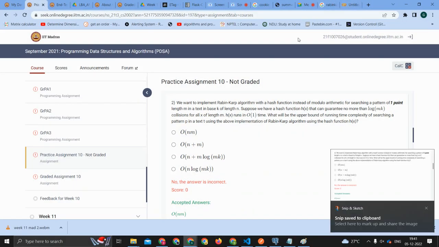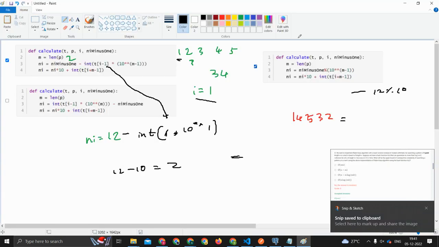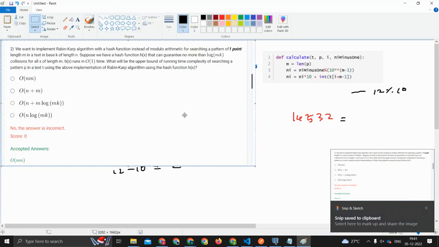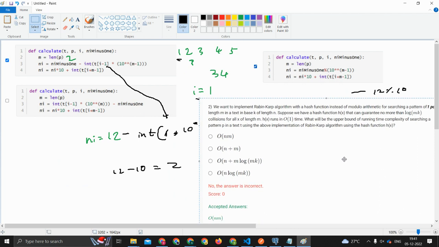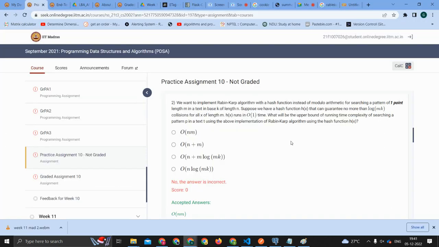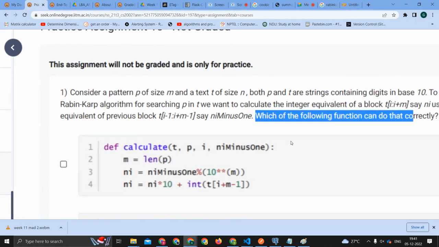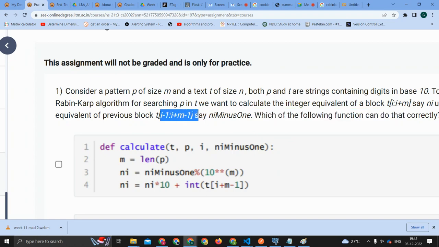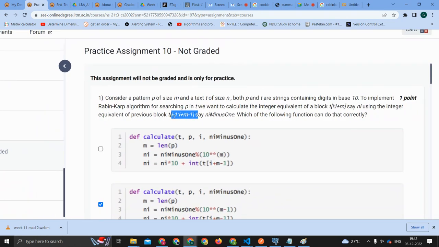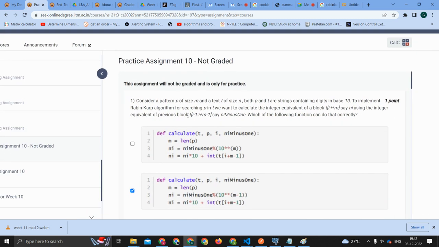One doubt, Gokul: have they given t of I minus 1 as one previous digit? Repeat what you told. Have they given us one previous digit? How do you come to that? The I is the current position, right? I minus 1, and then one previous to I, plus 1, till the length of the pattern. From that you calculate. Okay, correct.